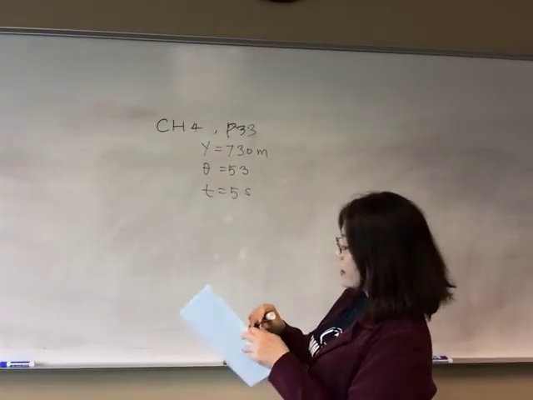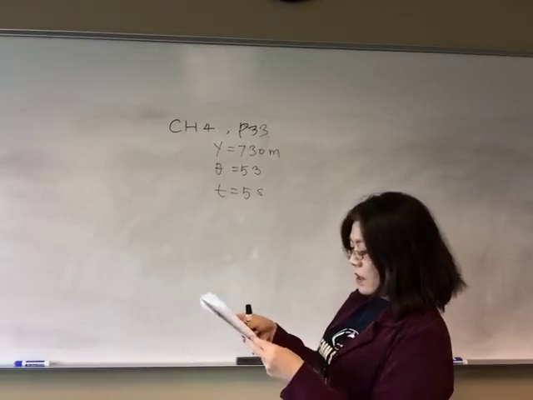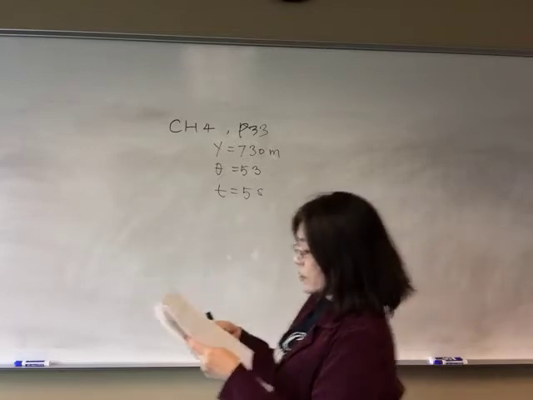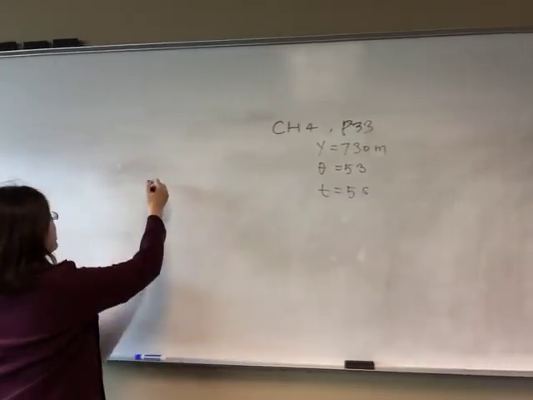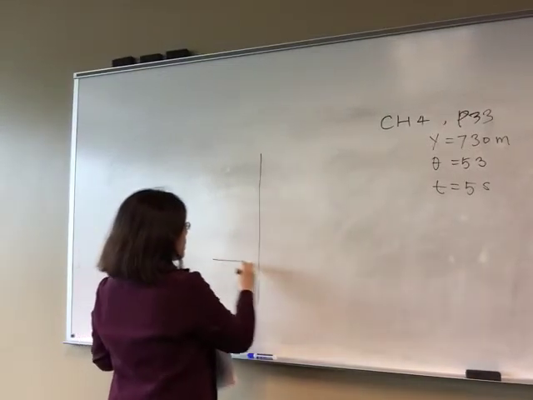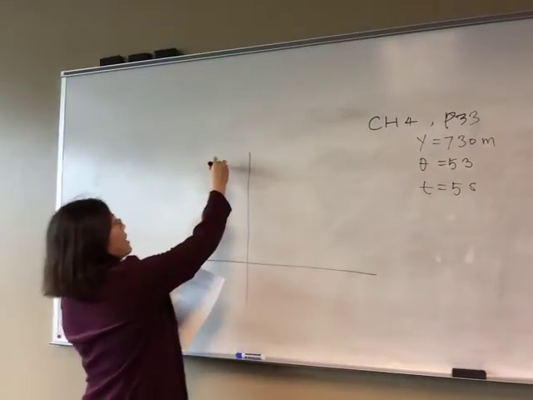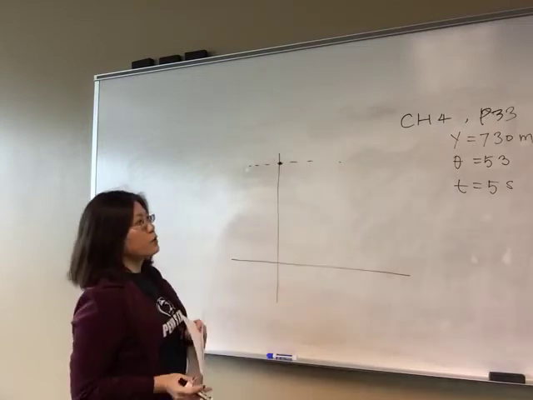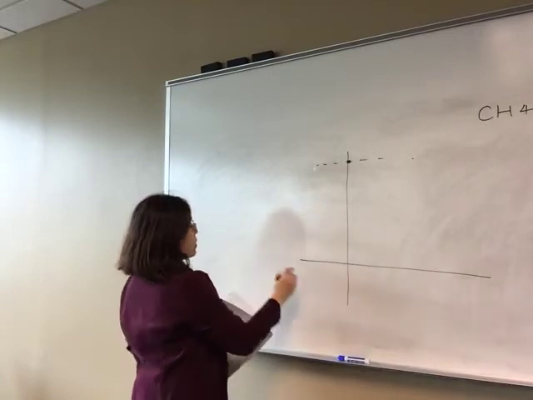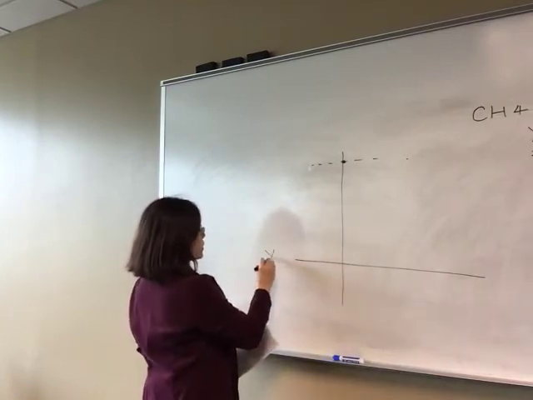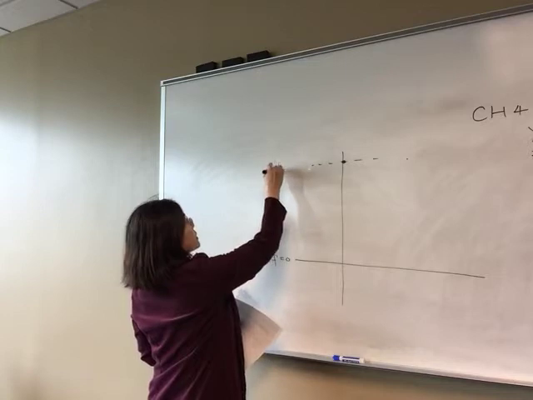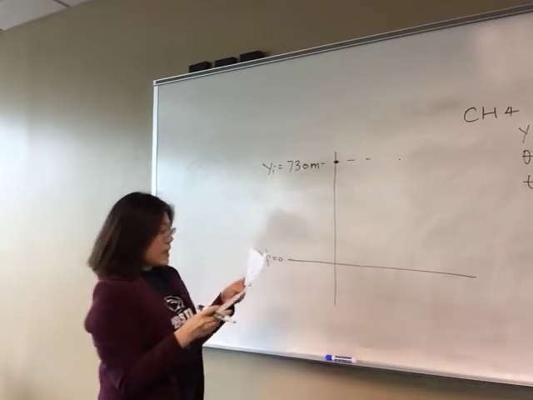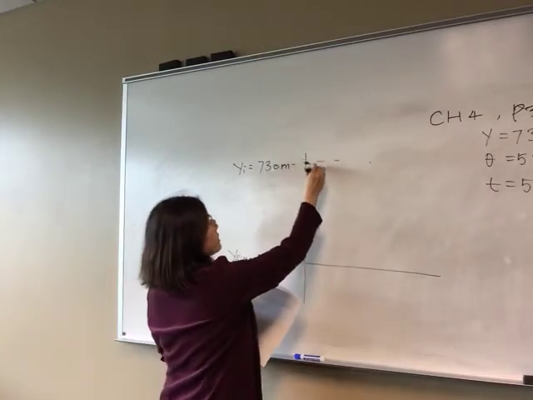All right, so let's look at this. Based on the problem, we should draw the diagram. So again, this is the x and y axis, okay? And this is where the plane is located, that is 730 meters above. So we're just going to call the final position 0, and the initial position is at 730 meters. Okay, and so you draw this diving like this.